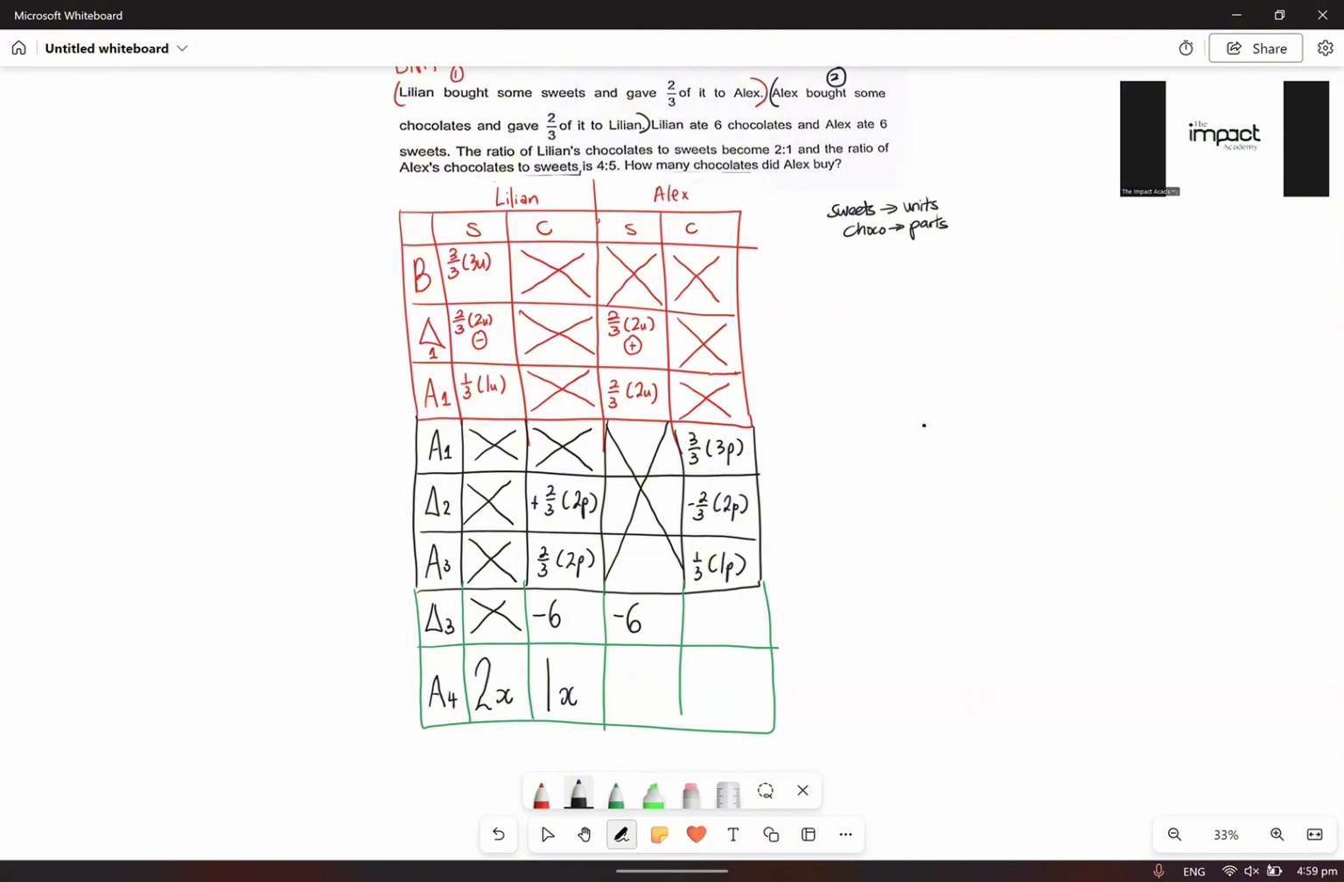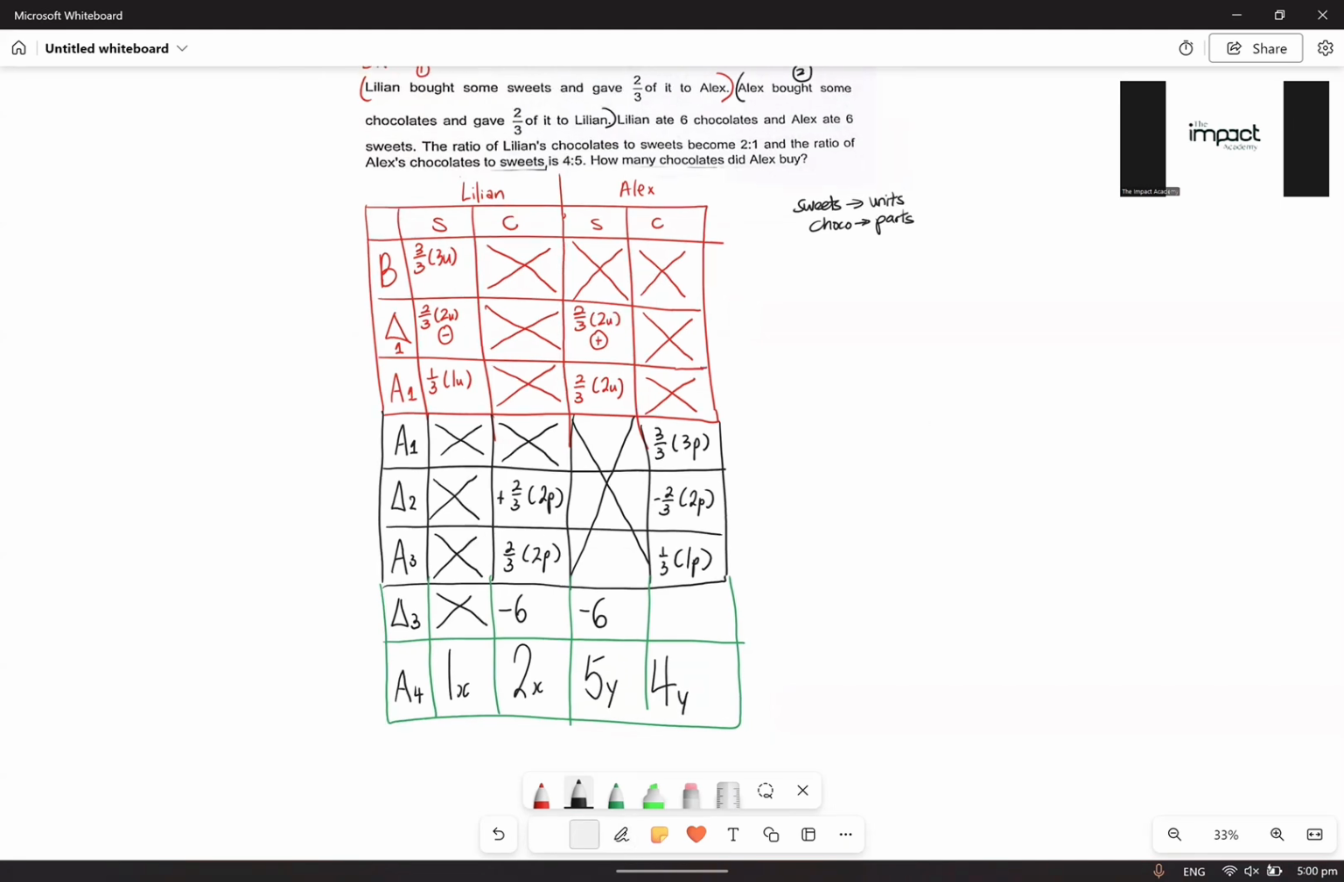I apologize, it should be the other way around. Chocolate is 2x, 1x for this. Am I making sense? Do you understand or don't understand? What happens is that for Alex, chocolates to sweets, chocolate is 4y and then after that, 5y. Am I making sense or not making sense?